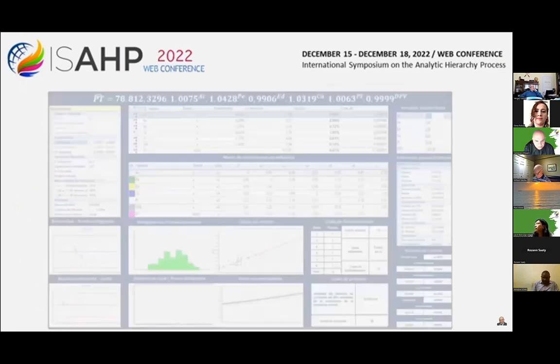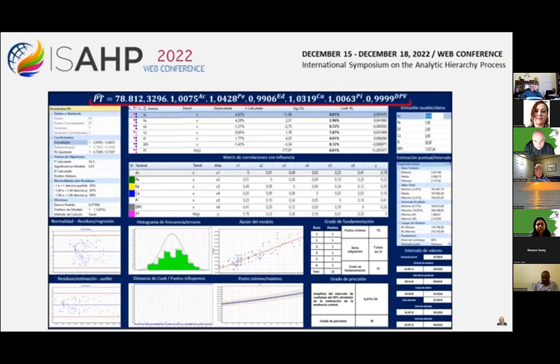In this mosaic of images are the results of the calculation of the multiple linear regression model, starting with the estimation equation of the multiplicative type that facilitates the interpretation of the elasticity of the dependent variable to changes in the values of the independent variables under the ceteris paribus condition.